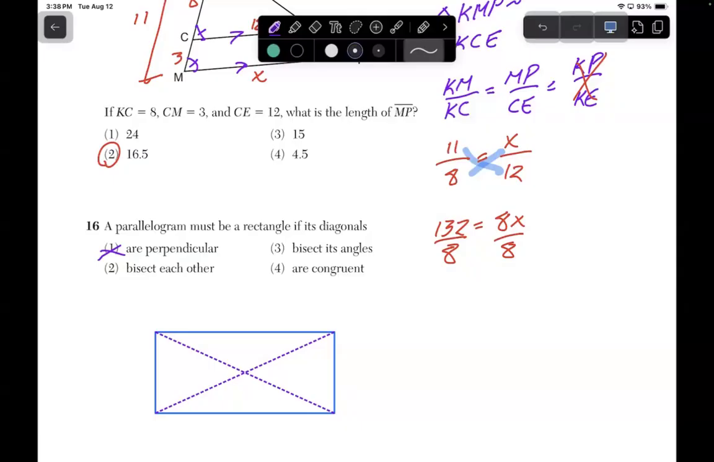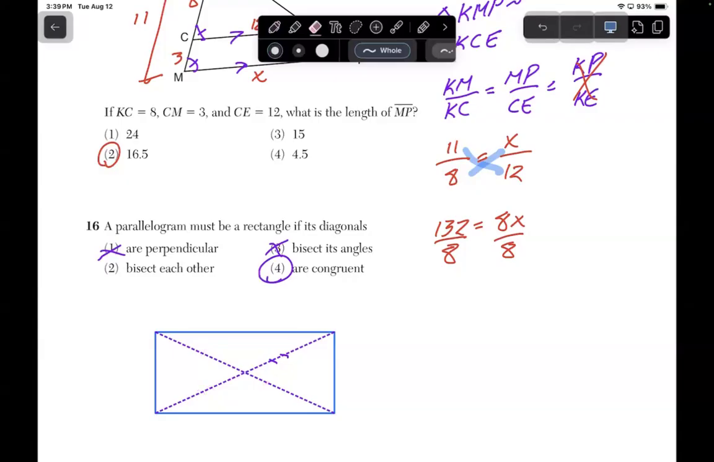Do they bisect the angles? That means that this would have to be equal to that. That's not true. It's not that one. They do bisect each other, meaning they cut each other in half, but that's true for all parallelograms. What's the particular fact about diagonals of a rectangle is they're actually the same length.